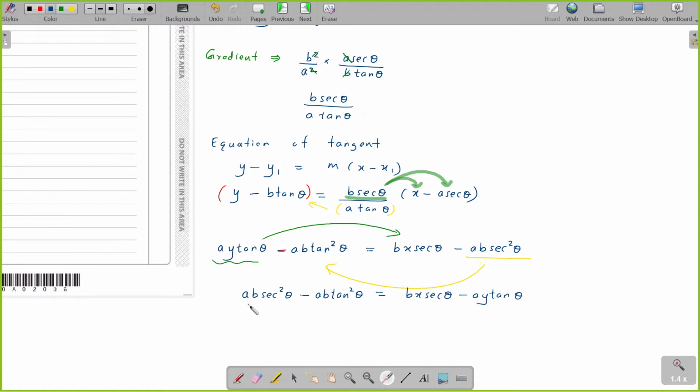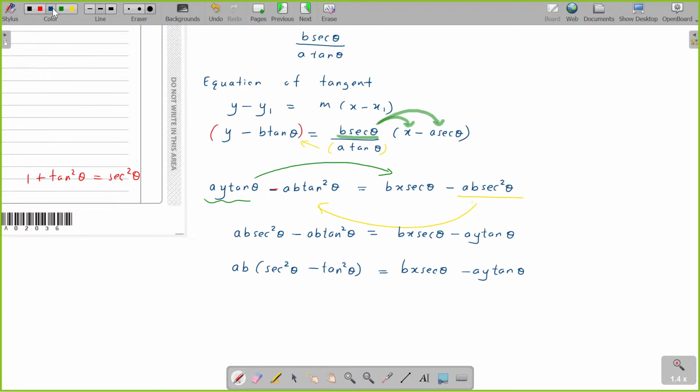Yeah, we can take the ab out first, right? Take ab out, and what do you get here? Sec square minus tan square. So who is sec square minus tan square? These are again the identities you need to remember. What was the identity we used? 1 plus tan square is equal to sec square. So if 1 plus tan square is sec square, clearly you can see sec square minus tan square is directly going to be 1. Okay.